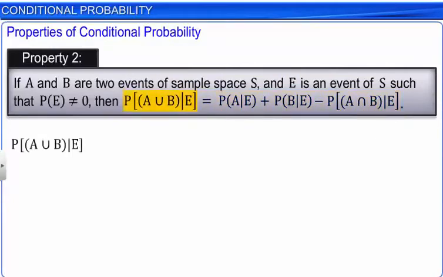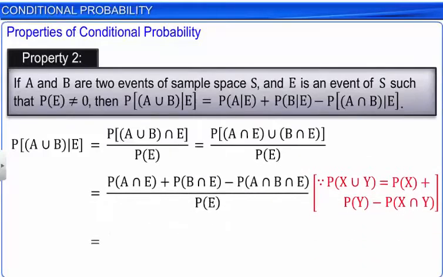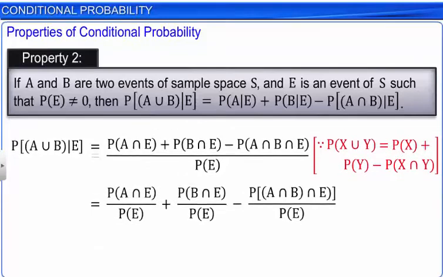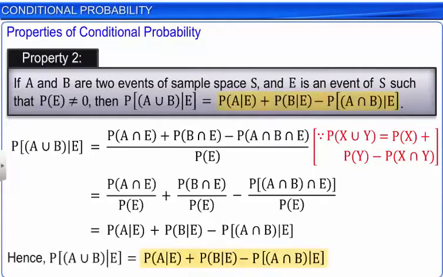Let's consider the left-hand side of the equation. By the definition of conditional probability, this can also be written as the probability of A union B intersection E divided by the probability of E. By the distributive law of union of sets over intersection, the numerator becomes the probability of A intersection E union B intersection E, divided by the probability of E. On simplification, we get the probability of A given E plus the probability of B given E minus the probability of A intersection B given E. This is the right-hand side of the property. Hence, the property is verified.